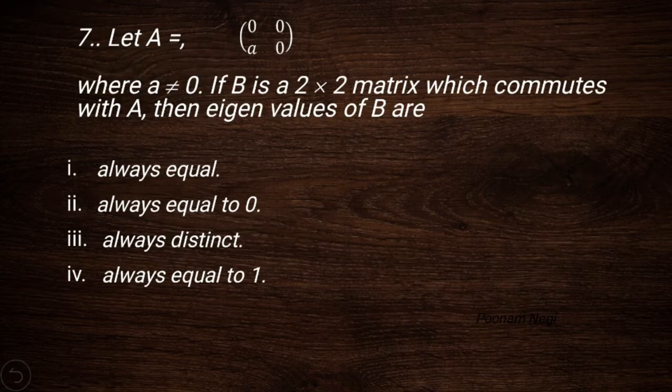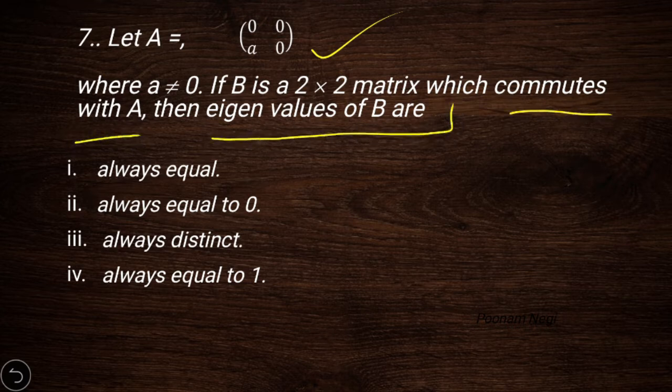You can easily verify that A and B both are idempotent if A plus B equals I and AB equals 0. Let A equal the matrix (0, 0; a, 0). This is our given matrix where a is not equal to 0. If B is a 2 by 2 matrix which commutes with A, then the eigenvalues of B are.